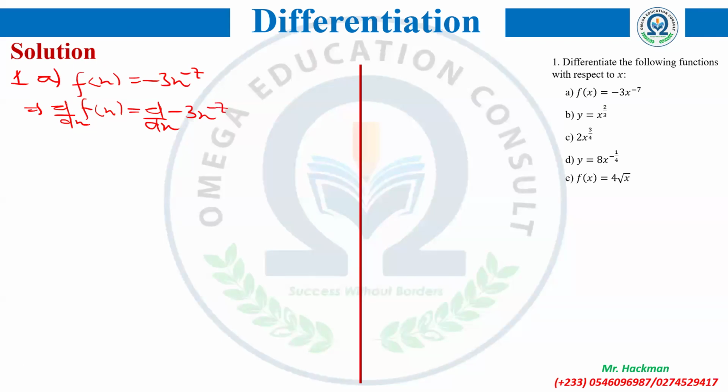So d dx of this will give me f prime of x equal to, if I differentiate this, I'm going to use the power rule and the constant multiple rule. So we have minus 3, and this will come down, minus 7 times minus 3, and that will give us positive 21. Keep your x, reduce the exponent by 1, so it will be minus 7 minus 1, that will give us minus 8. So this gives you your result. Is my point well made?